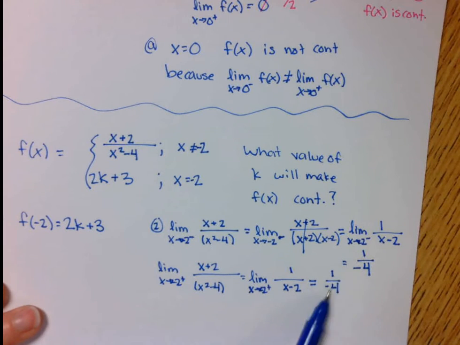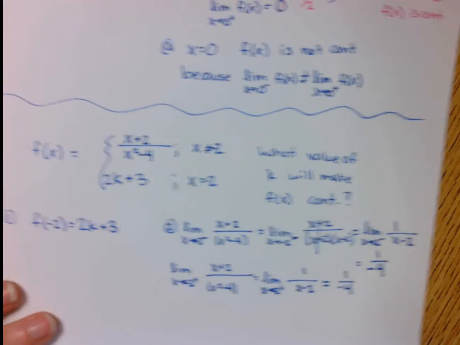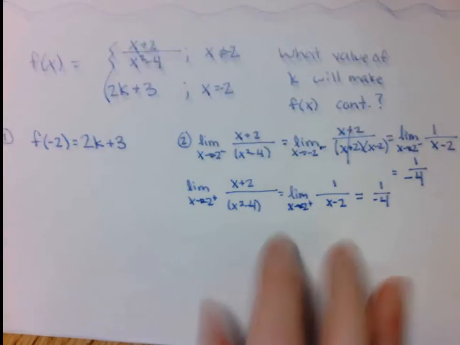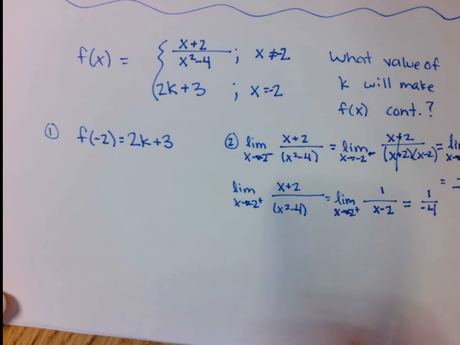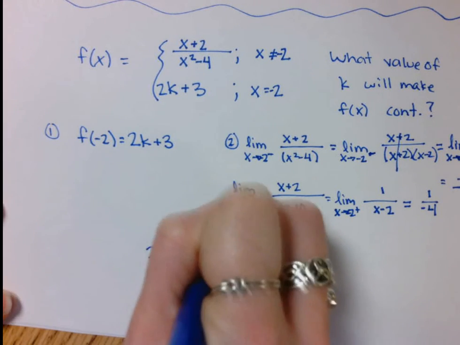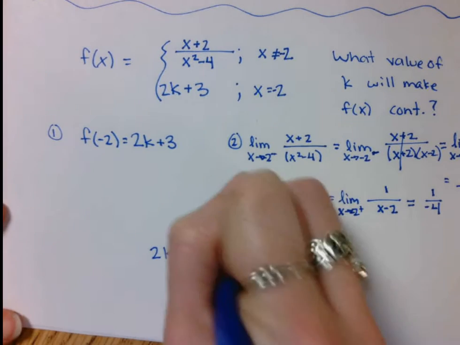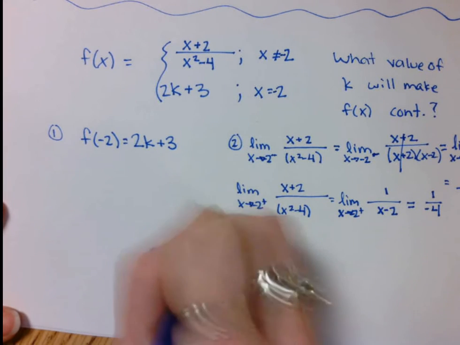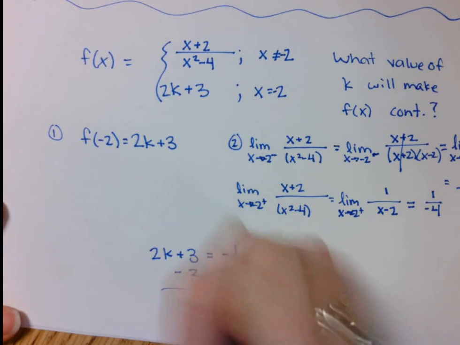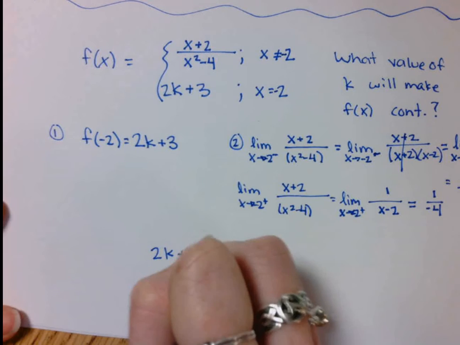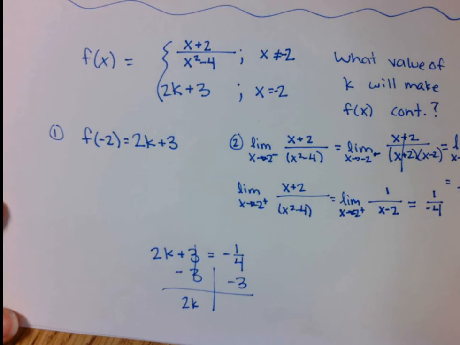So I've shown my limit exists because these two are equal. So now my third step says, hey, take all of those and show that they're equal to each other. So I know this needs to be equal to this. So I'm going to have 2k plus 3 is equal to what? Negative 1/4. Can I solve for k now? Yeah. So we're going to subtract 3 from both sides. 2k is going to be equal to negative 13 over 4.